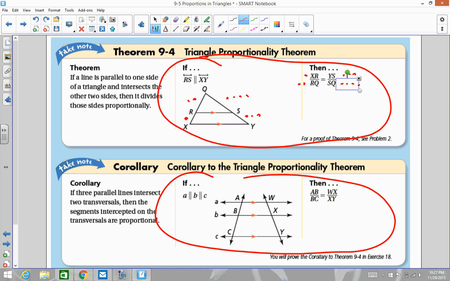We're not really looking at the triangles anymore as much as we're looking at the proportional relationship formed by the parallel lines. This one down here also says that if you have multiple transversals, the parallel lines cut those transversals into proportional parts. Okay, so get those down.